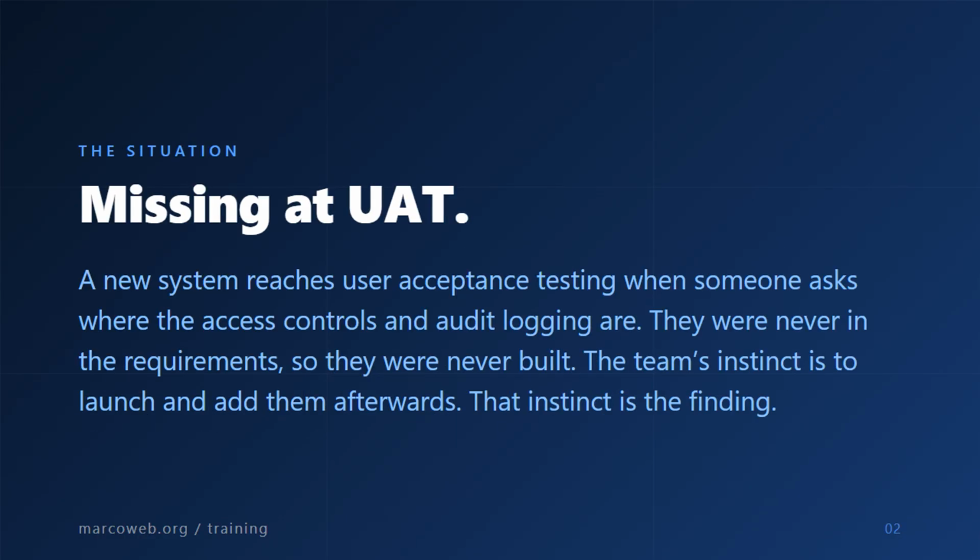Here is the situation. A new system reaches user acceptance testing when someone asks where the access controls and the audit logging are. They were never in the requirements, so they were never built. Adding them now means reopening the design and retesting code, and slipping the deadline, so the team's instinct is to launch and harden it afterwards. That instinct is the finding, and this lesson is why.